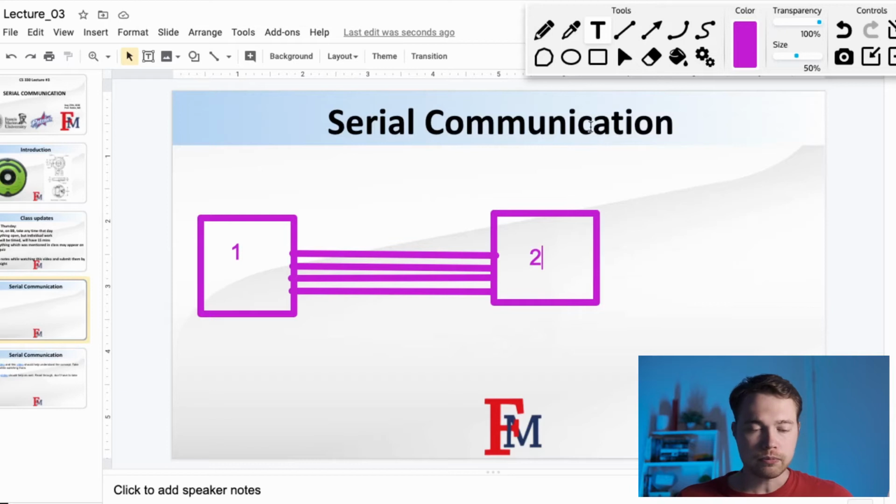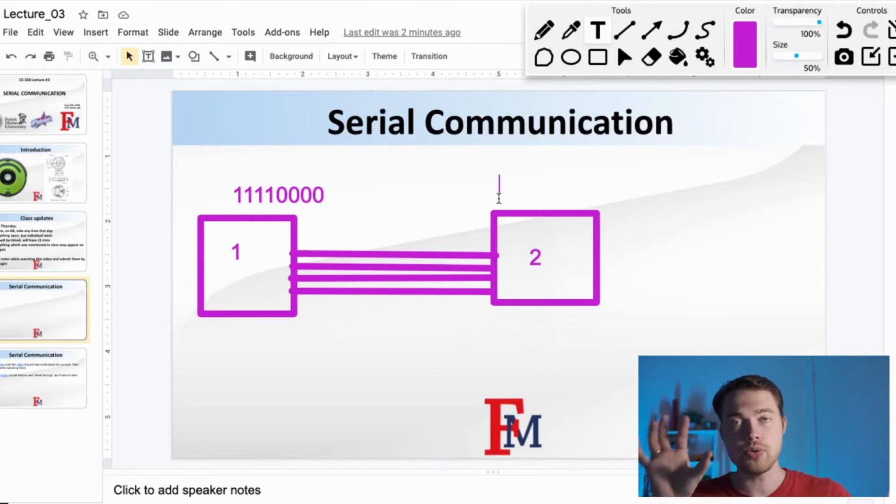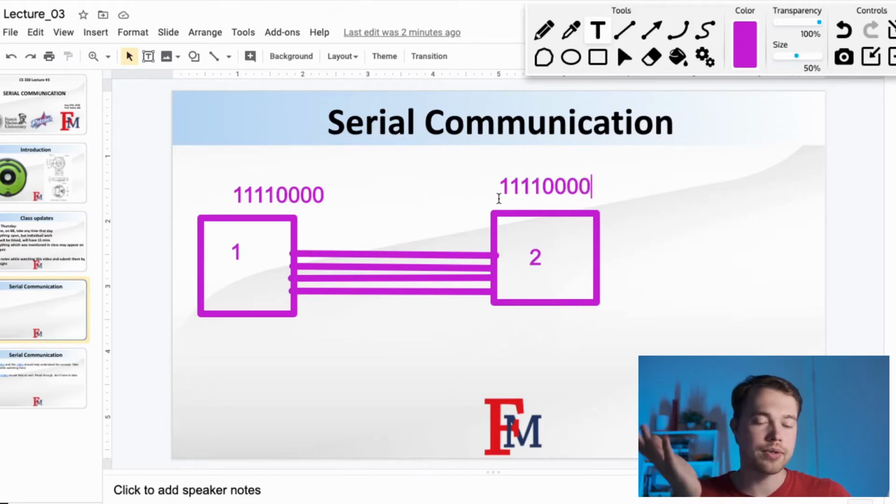In order for them to communicate, they will be using digital signals. Here I have a message. Let's say I'm trying to transfer 1 byte: 1111 0000, so four ones and four zeros. That is information that needs to be somehow translated and transferred over here, and at the end, in computer number 2, I should have exactly the same result: four ones, four zeros.